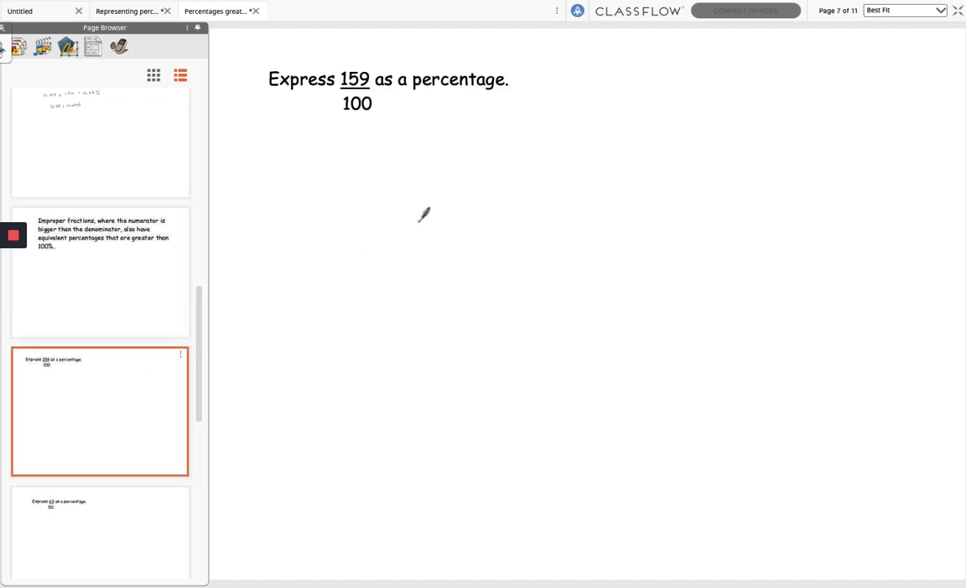So let's start off with an easy one. Express 159 over 100 as a percentage. Now we're quite lucky here because we've already got our denominator as 100. So when the denominator is 100, the numerator is the percentage. So the answer here would be that 159 over 100 is equal to 159%.